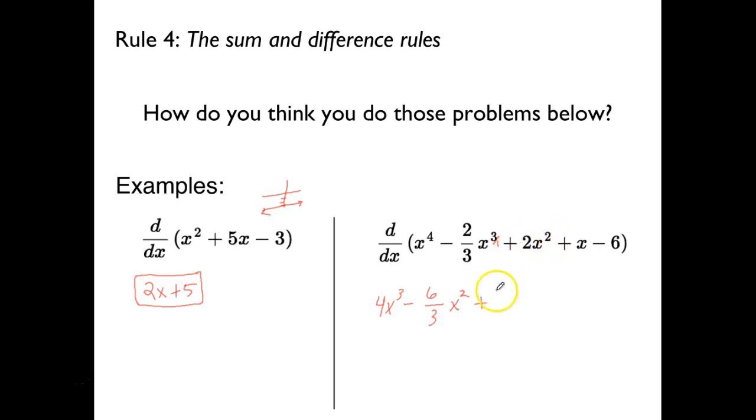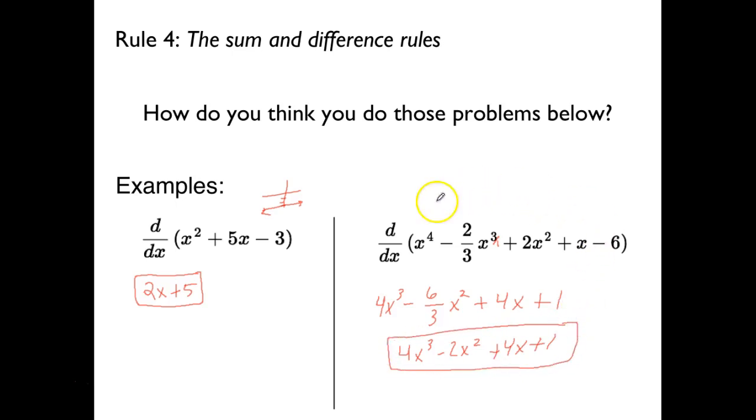Plus, bring down the 2, so it'd be 4x to the 1st power. I don't need to write it. Plus, derivative of x is just 1. The derivative of negative 6 is 0. Okay, there's the derivative. I mean, I can rewrite this a little bit better, but that's it. So 4x cubed minus 2x squared plus 4x plus 1. And that is an equation to find the slope anywhere we want for this graph. Tells me the slope. Okay, that's the sum and difference rule.